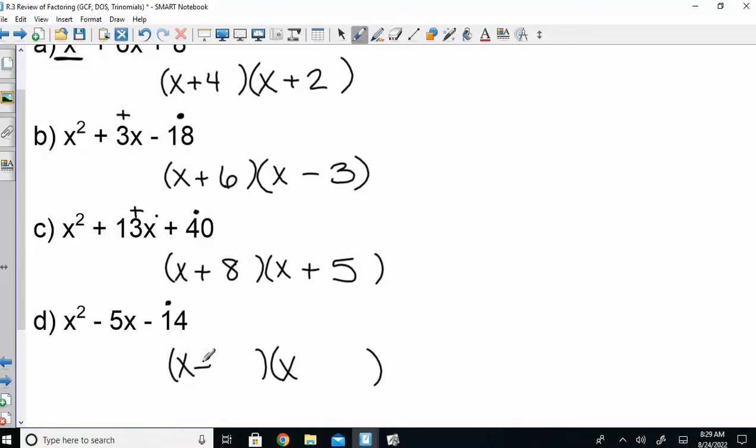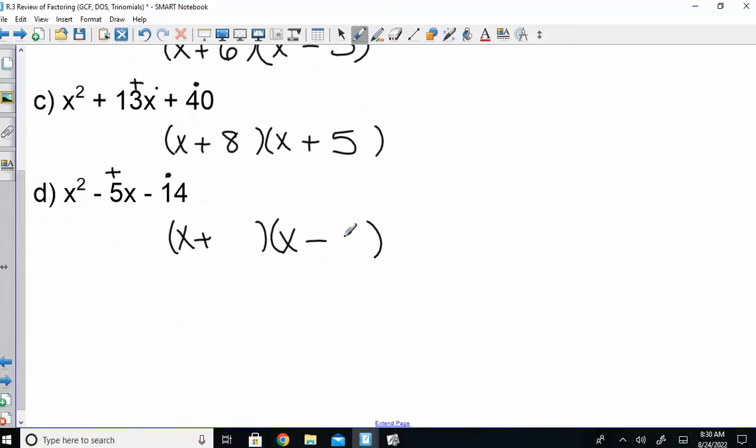Multiply to a negative 14, so that means we have to have a positive and a negative. Add to negative 5. Negative 7, positive 2. Since the 5 is negative, my bigger number has to be negative. 2 times negative 7 is negative 14. 2 plus negative 7 is negative 5.